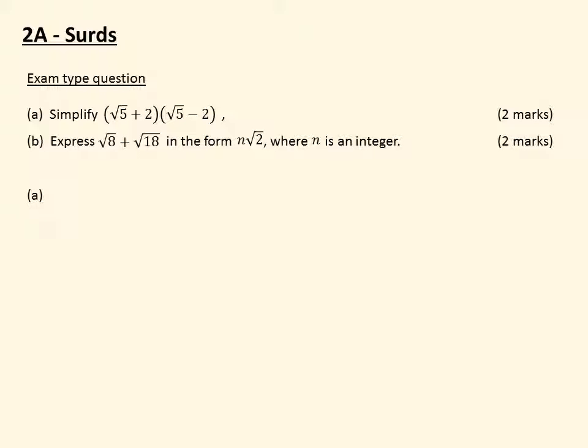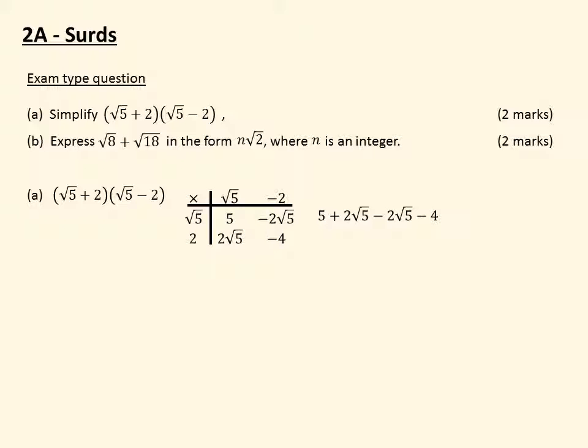Part A. We're going to multiply out the brackets in a table. We get 5, 2 root 5, minus 2 root 5, and minus 4. If we write these down and collect them together, we see we get the answer 1.